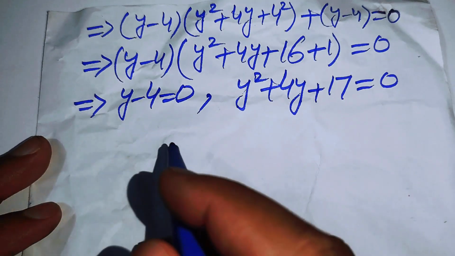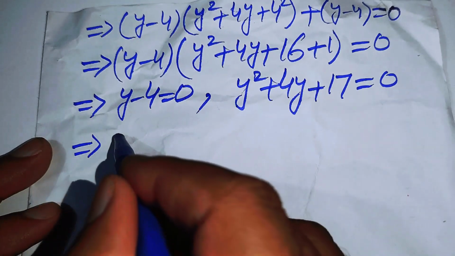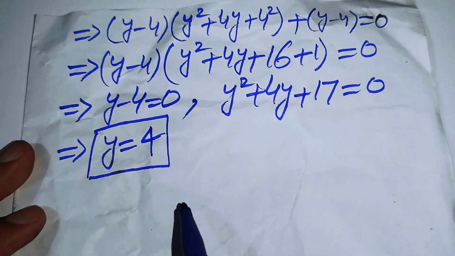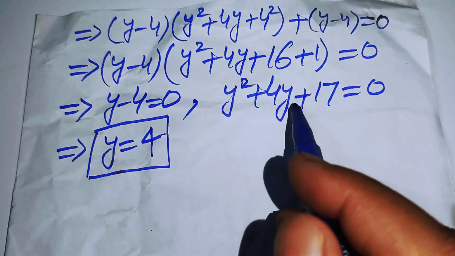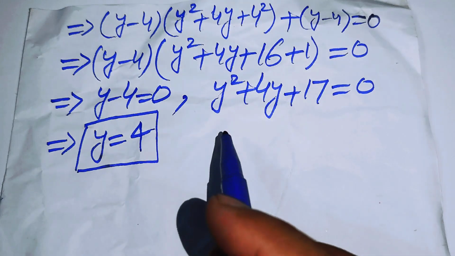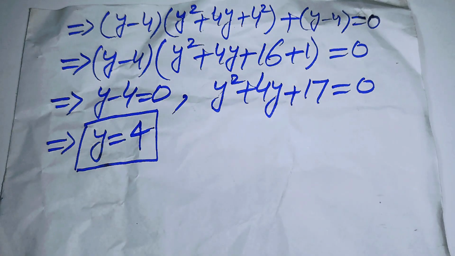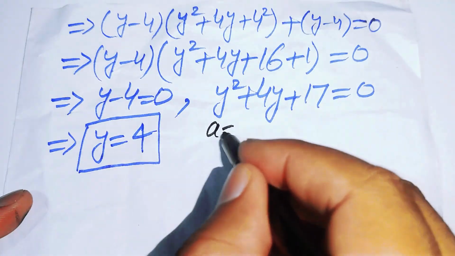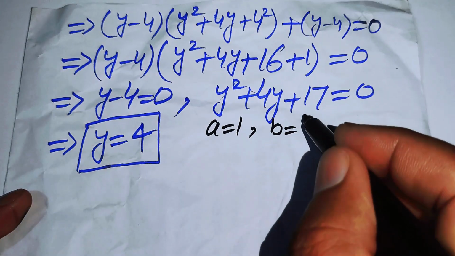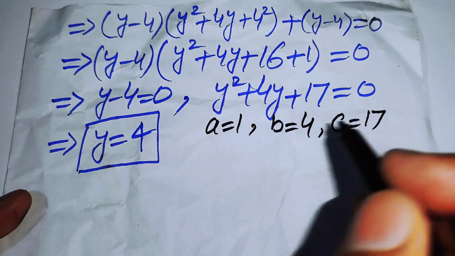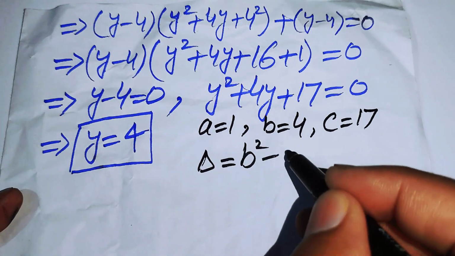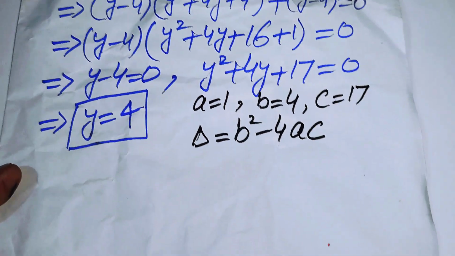And after this step, in the first case you get the value of y, which is 4. And similarly now we find the other real roots from this quadratic equation. First I can check whether this quadratic equation has real roots or not by applying the discriminant formula. Here you have a is equal to 1, b is equal to 4 and c is equal to 17, and our discriminant formula is delta is equal to b square minus 4 times a and c.